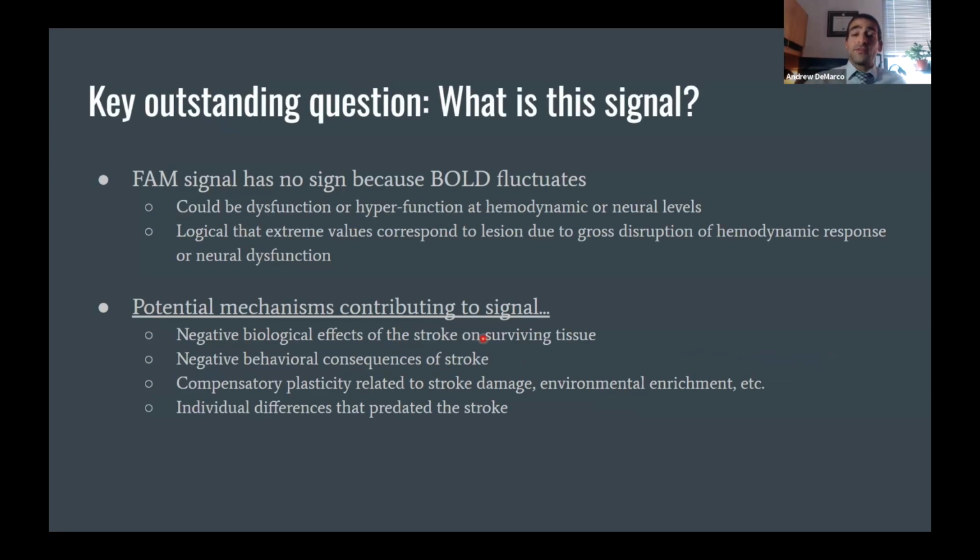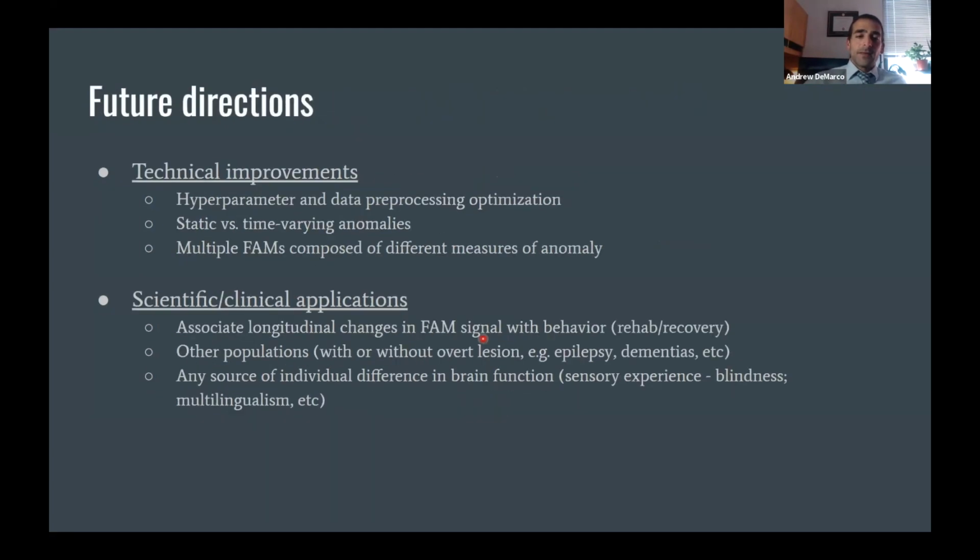So we just took the absolute value. It's unclear whether there were increases or decreases, and it's unclear what the potential mechanism is that's driving this signal. So: technical improvements, scientific and clinical applications, right?